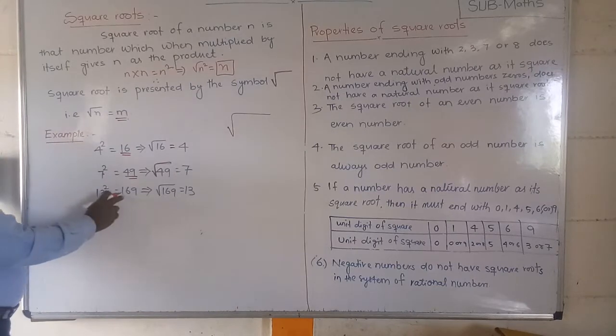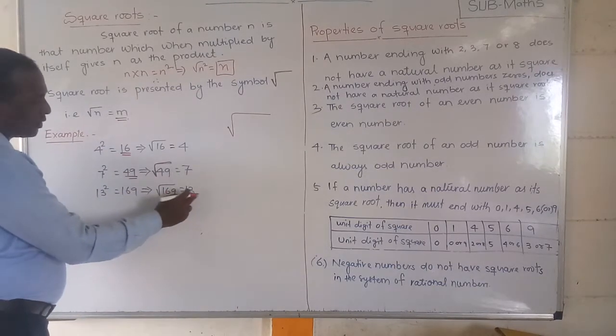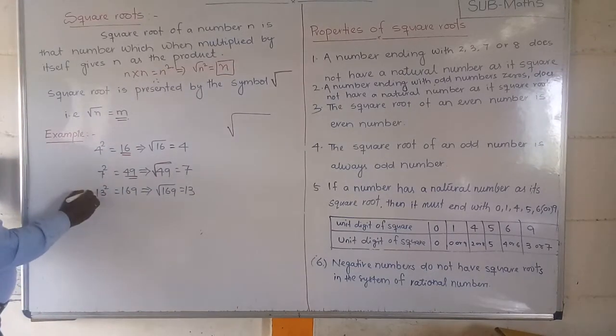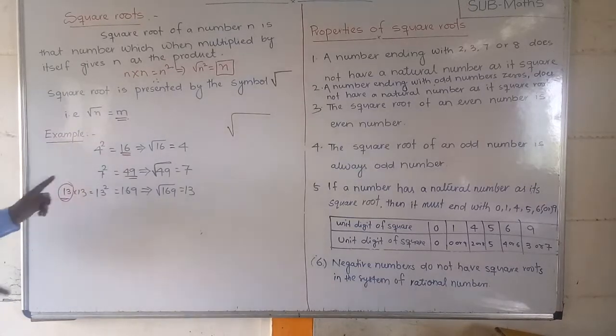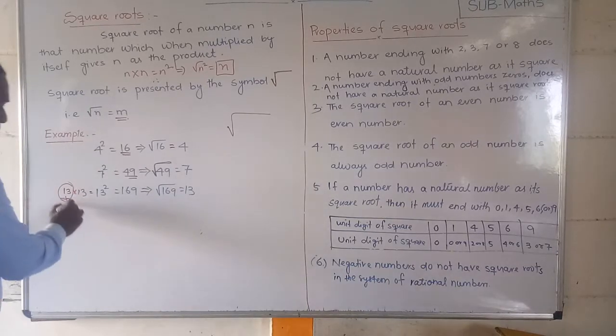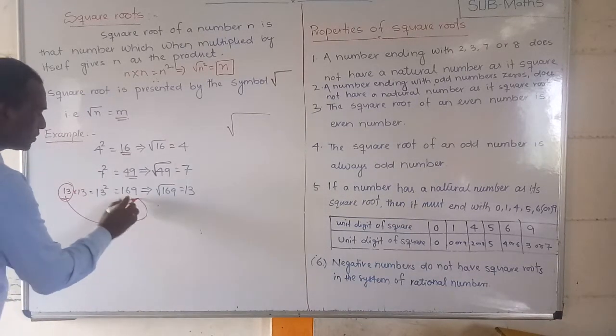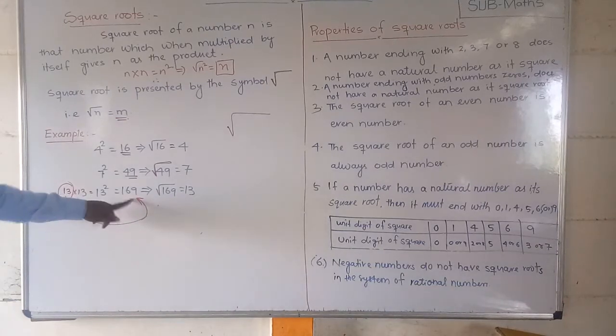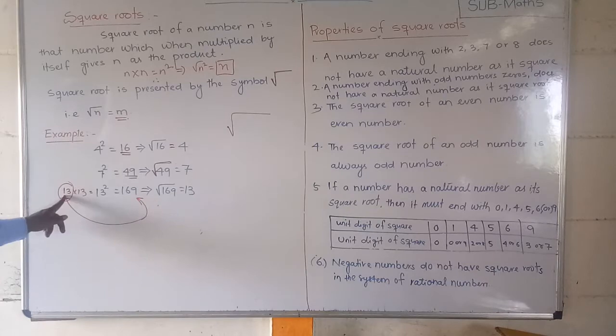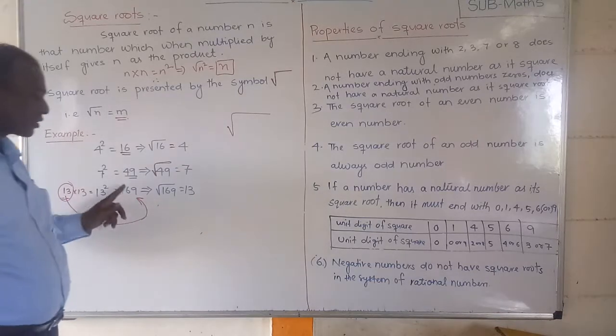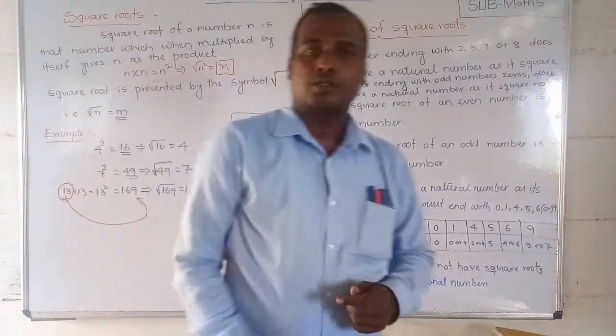13 square is 169. The square root of 169 is equal to 13. That means we are multiplying 13 into 13. The number you are multiplying by itself is called the square root of the product. That means 13 into 13 is equal to 169. So 13 is called the square root of the product, the product meaning 169. Did you understand, students?